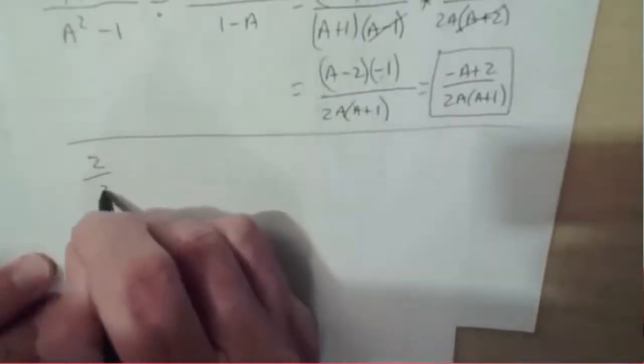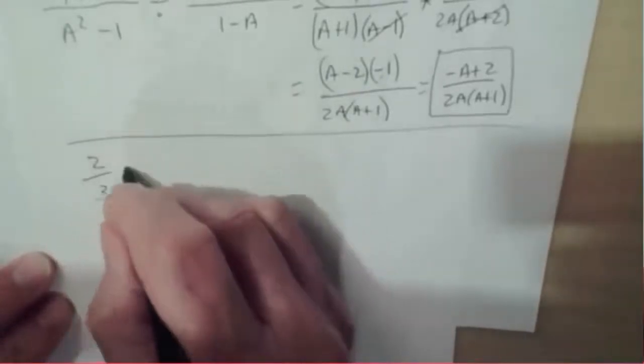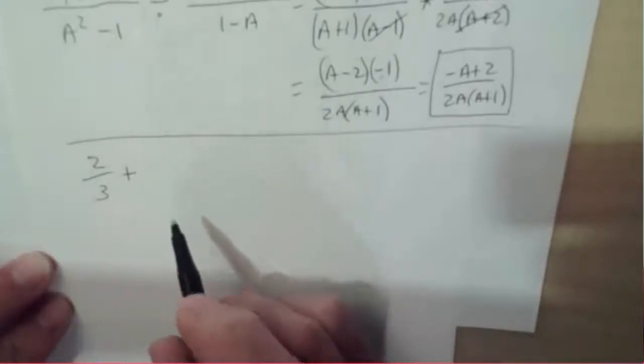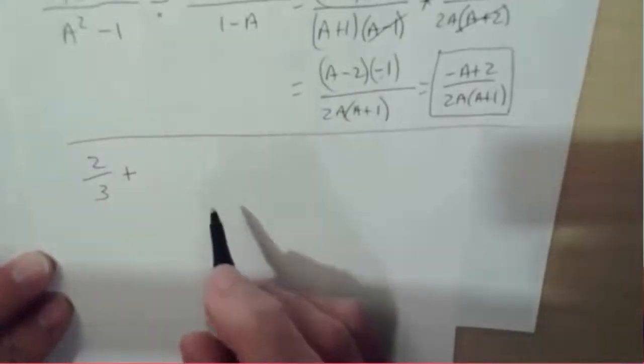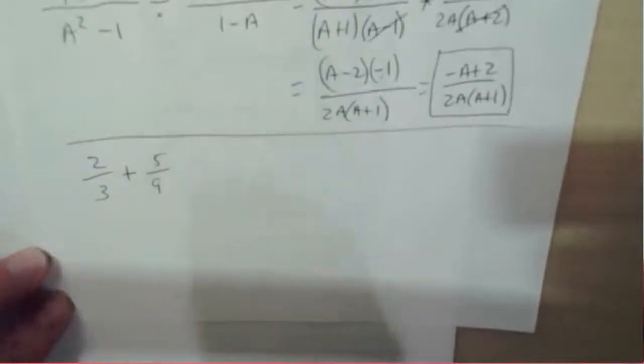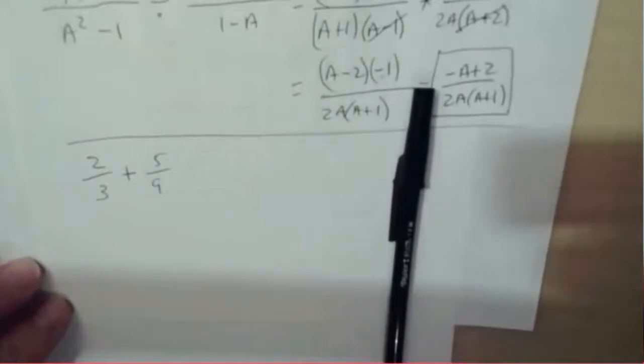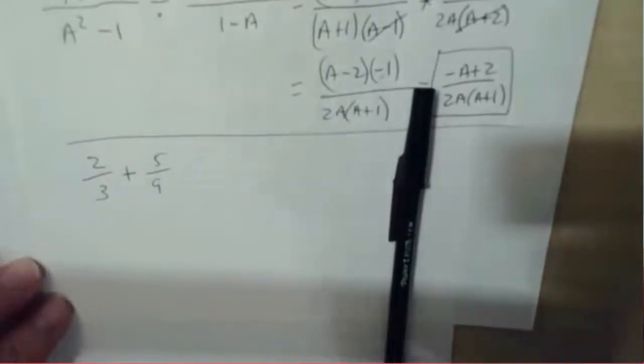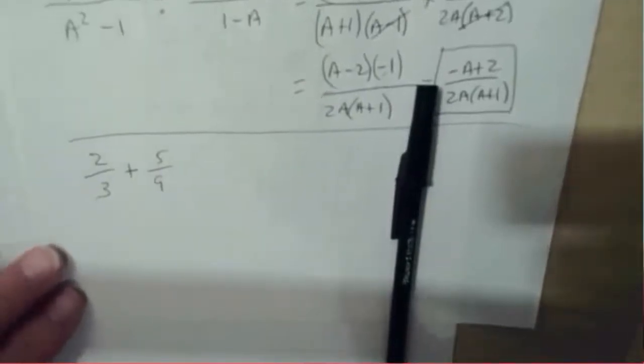2/3. Now we're not multiplying and dividing anymore. Now we're adding. 5/9. Now we have to have a common denominator. When you're adding or subtracting fractions, you have to have a common denominator. I think you'll find this is the easiest way to do this. At first, it's going to seem pretty confusing, but it's really not.